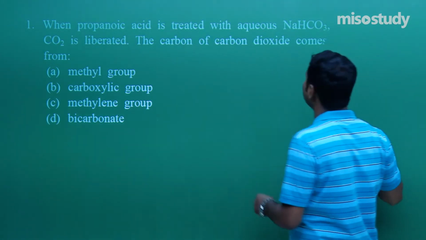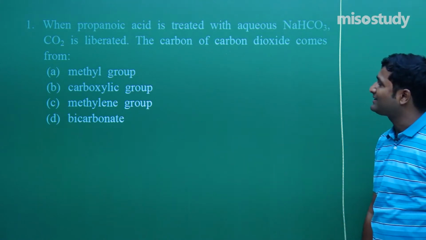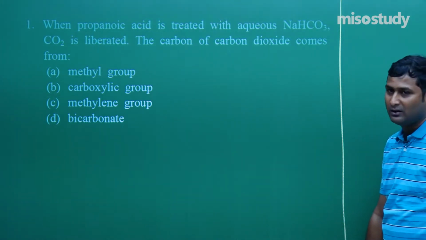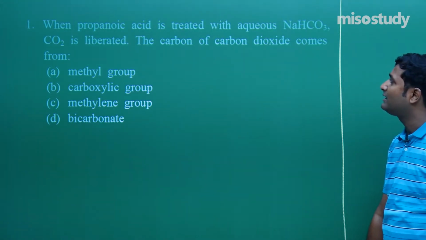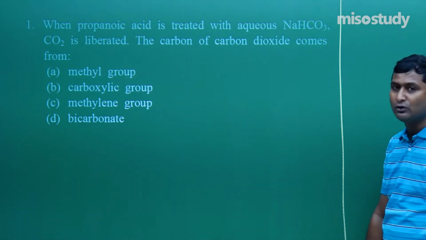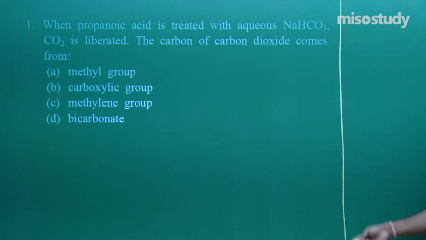When propanoic acid is treated with aqueous NaHCO3, CO2 is released. The carbon of carbon dioxide comes from the methyl group, carboxylic group, methylene group or bicarbonate. What to do? How to solve the question? Check out what I'm writing here.